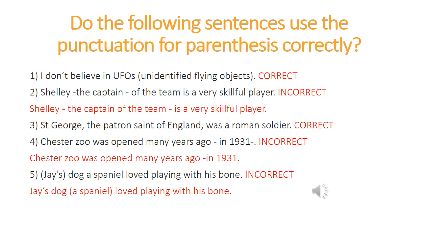And lastly, number 5 is incorrect. If I take the parenthesis out and read the sentence, it says, dog, a spaniel, loved playing with his bone. Now that just doesn't make sense. The extra information is about the dog, which I'm explaining that is a spaniel. So a spaniel is the parenthesis. So your sentence should read, Jay's dog, bracket, a spaniel, bracket, loved playing with his bone. How did you get on?